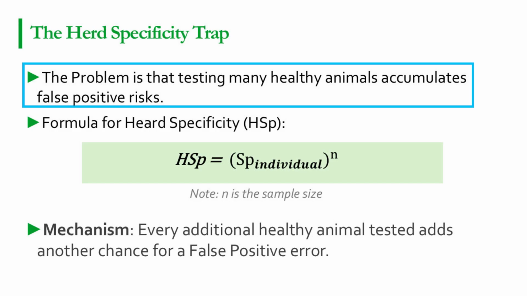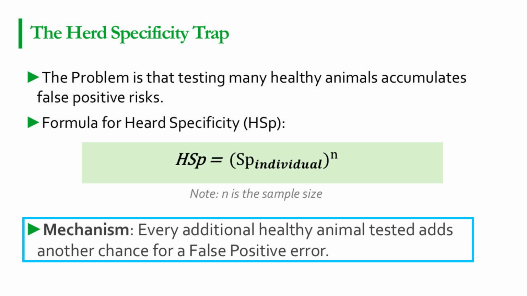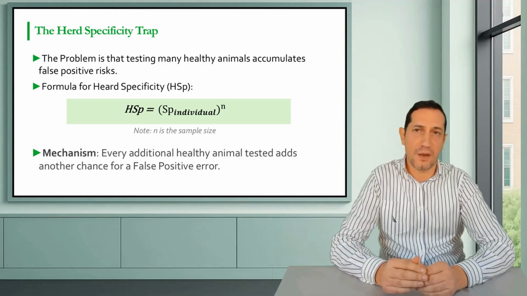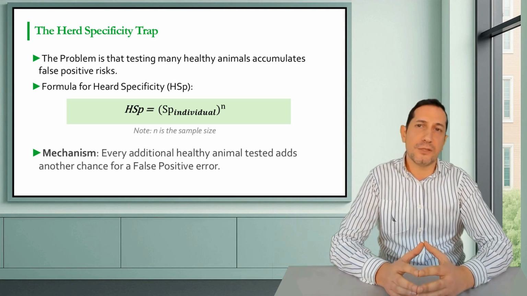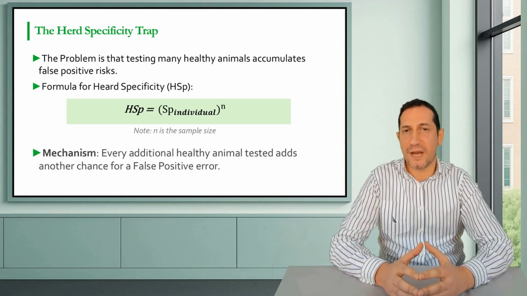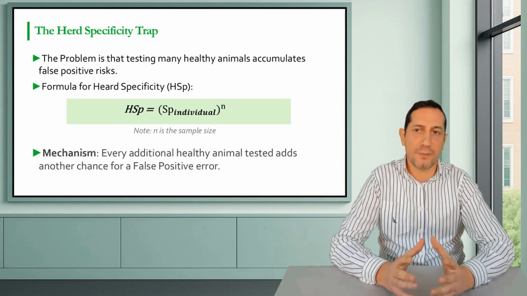Here is the problem. Every time you test a healthy animal, you roll the dice on a false positive. If your test is 98% specific, you have a 2% chance of a false positive per cow. That sounds low. But if you test 50 cows, you are rolling that dice 50 times. The herd specificity formula represents the probability that a truly disease-free herd will be correctly classified as negative when you test a given number of animals.